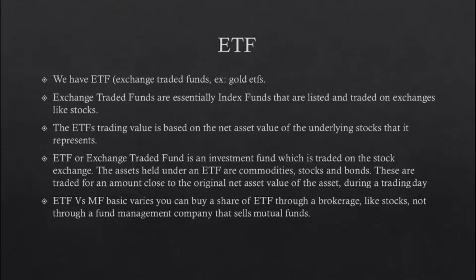Same as mutual funds, ETFs are also traded based on the net asset value of the underlying stocks that it represents. Like in gold ETFs, gold is the underlying asset, so it represents the value of the gold, but it is shown as the net asset value of that particular ETF. So we buy at the price of the net asset value, not the value of the underlying asset.